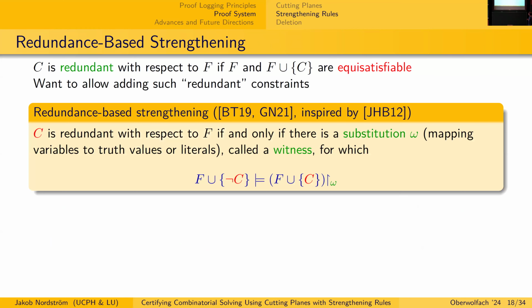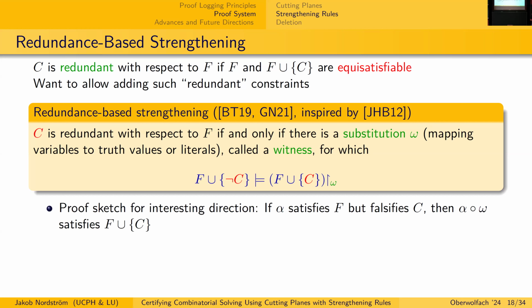Okay, here comes the redundance rule that is important for some rule applications. So we say that a constraint C is redundant with respect to a formula F if F and F union C are equisatisfiable. And I think this condition is essentially from Sam and Neil, that this holds if and only if I can come up with a witness, a substitution mapping variables to truth values or literals, such that F union not C implies F and C under the substitution. If this holds, then you should agree that adding C does not change the satisfiability status of F.